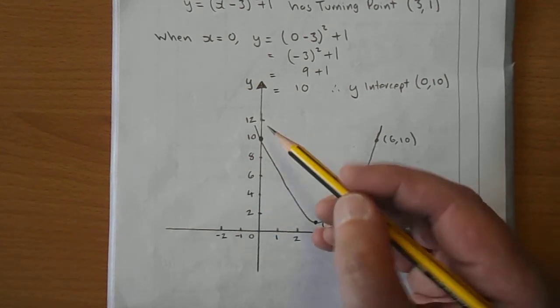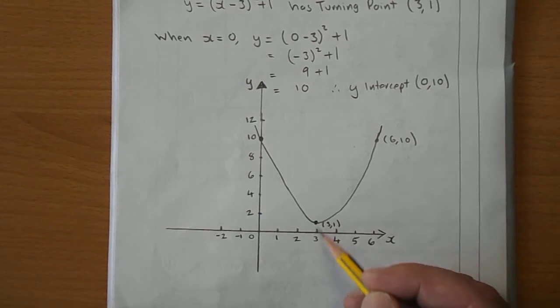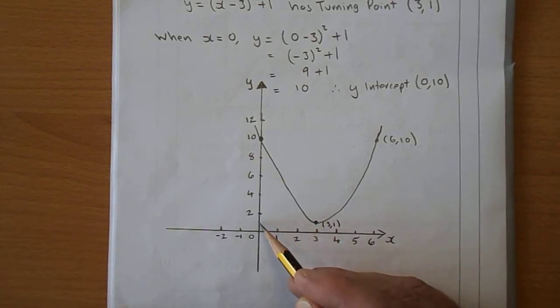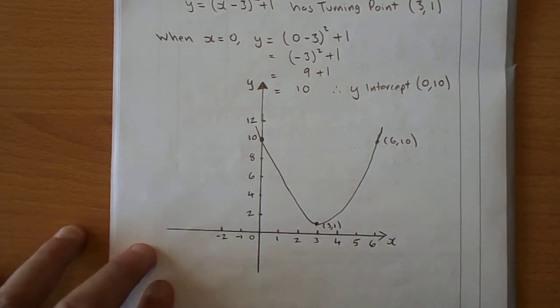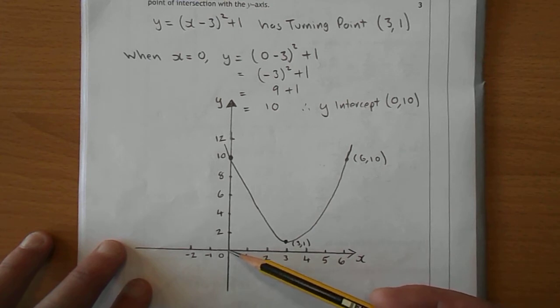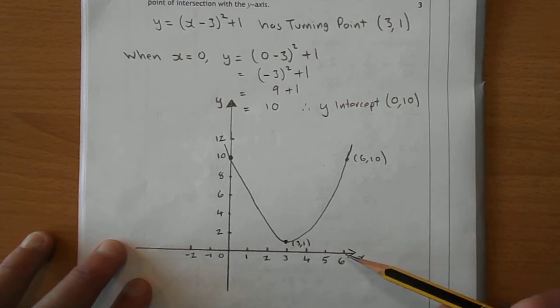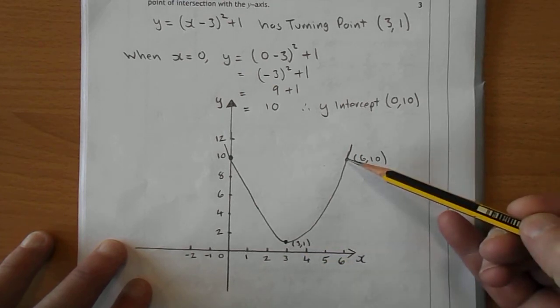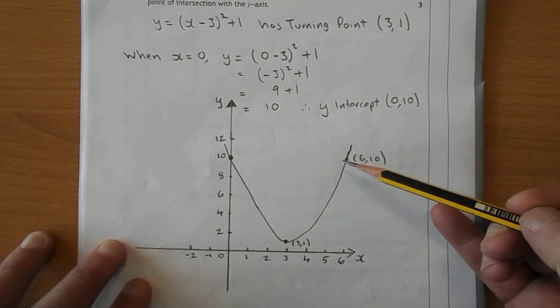2, 4, 6, 8, 10, 0, 10, and there's my turning point there, 3 along. Done my best to get halfway up there, 3 along, 1 up. And just to strike a little bit of balance here, 0 to 3, if this goes through (3, 1), then that's a jump of 3. If you go another 3, you're at 6. (6, 10) will also be on the parabola.